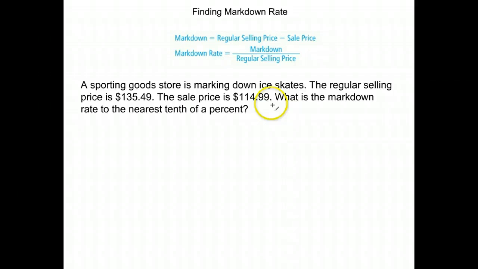All right, next, a sporting goods store is marking down ice skates. The regular selling price is $135.49, and the sale price is $114.99. What is the markdown rate to the nearest tenth of a percent? So this time I want to make sure and round to the nearest tenth instead of just the nearest whole percent. First things first, we need to find out how much was the markdown.